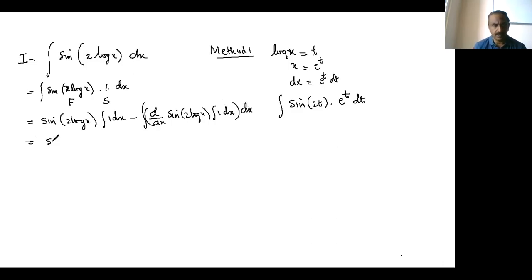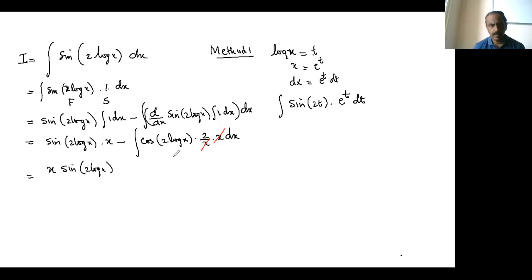So this became sine of 2 log x, integral of 1 is x, minus integral of derivative of sine, cos of 2 log x into derivative of 2 log x, into integral of 1 whole into dx. Now what happens here? This x will get cancelled. So I can write this integral now as x sine of 2 log x minus 2 integral cos of 2 log x into 1 dx.